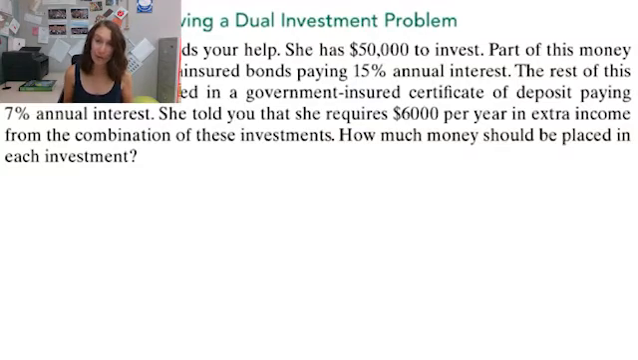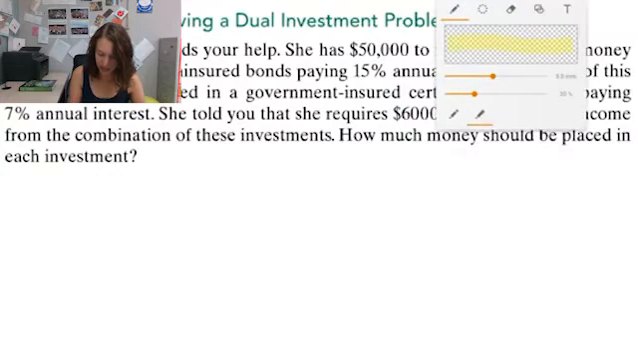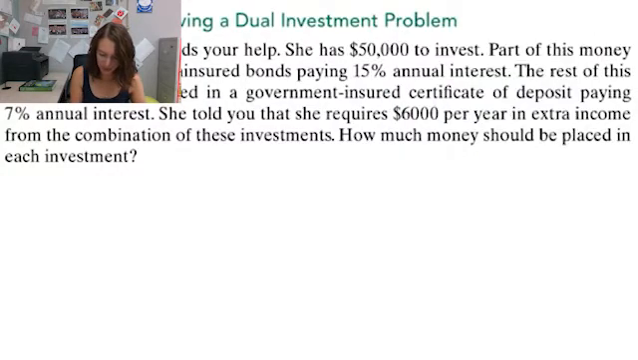Your grandmother needs your help. Let's help our grandma. She has $50,000 to invest. Part of this money is to be invested in non-insured bonds, paying 15% annual interest. I'm going to start highlighting pieces of information that sound important. So she has $50,000 to invest. The non-insured bonds pay 15% annual interest. The rest of the money is to be invested in government-insured certificates of deposit, paying 7% annual interest.